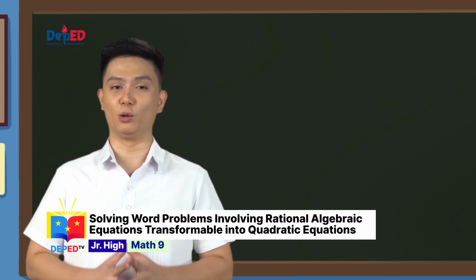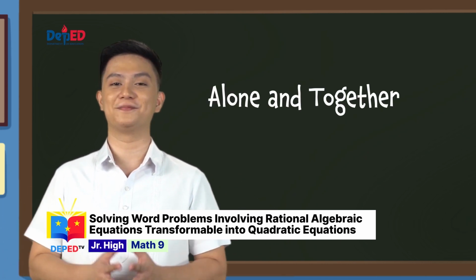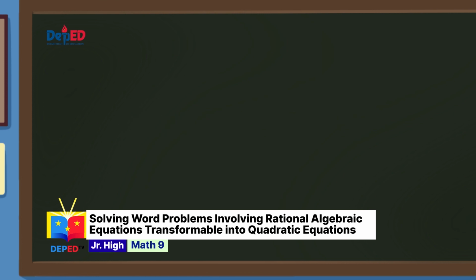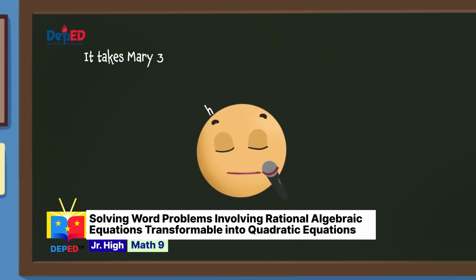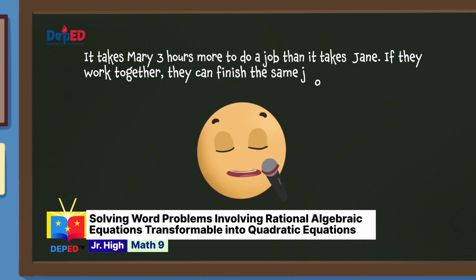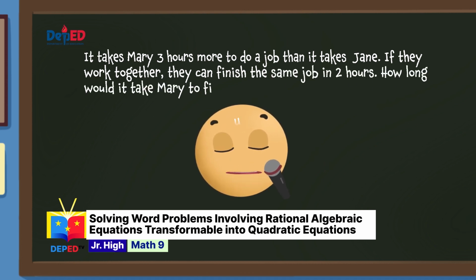For the second set of problems, I gave the name alone and together. This is a duo. Let us get to know each one. Problem number one. It takes Mary 3 hours more to do a job than it takes Jane. If they work together, they can finish the same job in 2 hours. How long would it take Mary to finish the job alone?